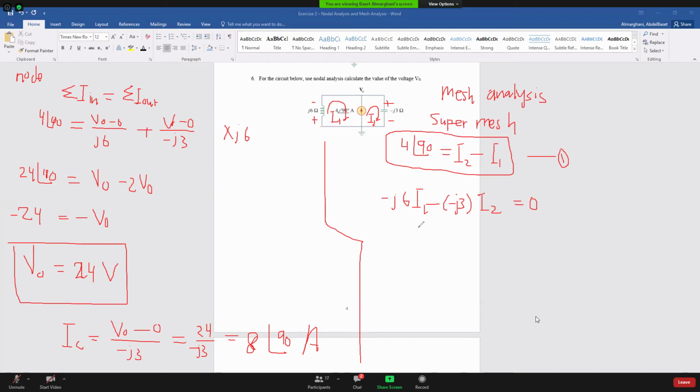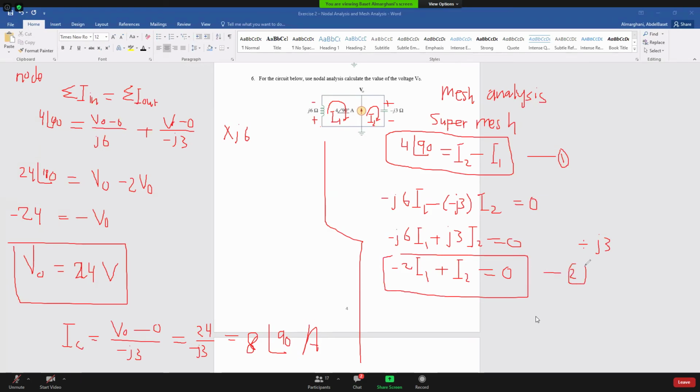From here, minus J6 I1 equals J3 I2, equal to 0. I can divide both sides by J3 to get rid of the J's. So it's minus 2I1 plus I2 equals to 0. This is the second equation.